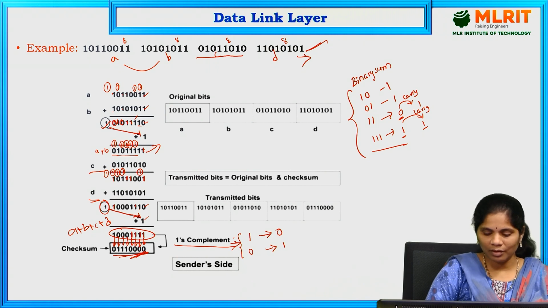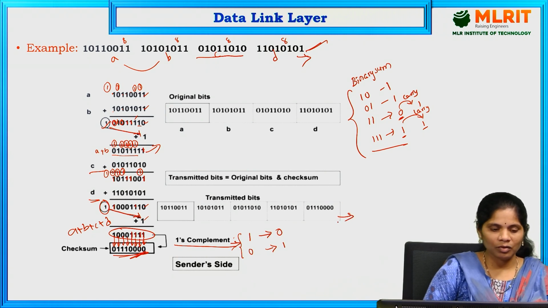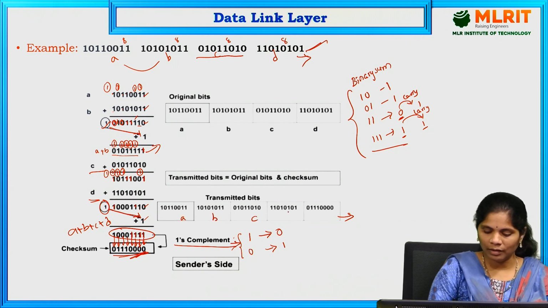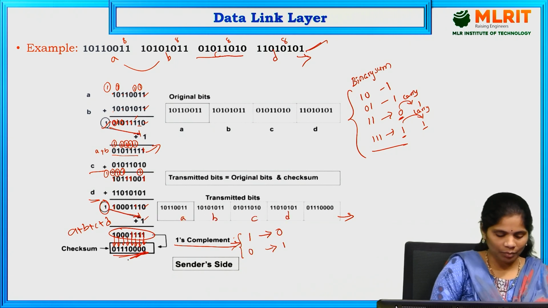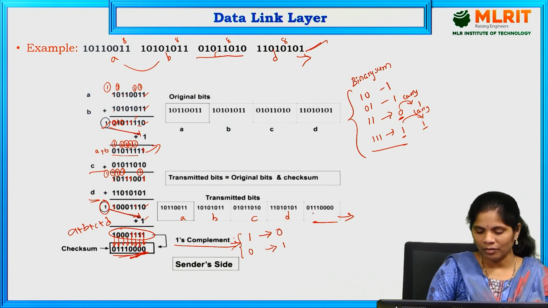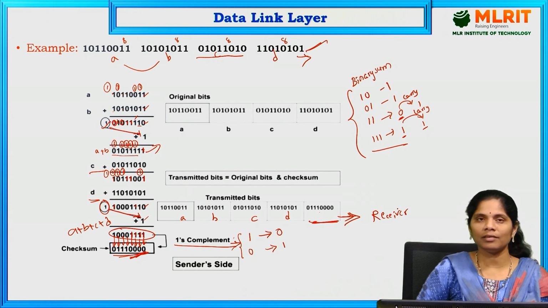See this picture here. Total here is the transmitted bits from the sender. See, first 101, 10011. This is the first one, A, B, C, D. So I am going to add the checksum to the original data. This is the checksum of the sender side, 011, 0000. That is going to be added to the original data. This data goes from the sender to the receiver. This is the sender side process.